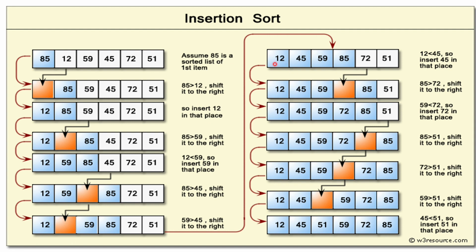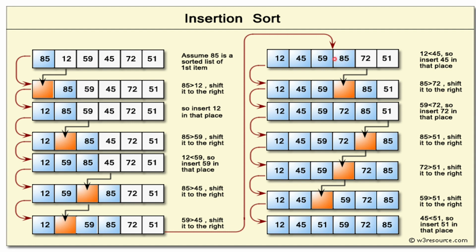So now our sorted array is 12, 45, 59, 85. Now the next element is 72. So I have to compare the 72 with 85, and I see here the 85 is the larger value than 72. We have to shift the 85 to the right side. When you shift the 85 to the right side, it will come to the 72 value's position.